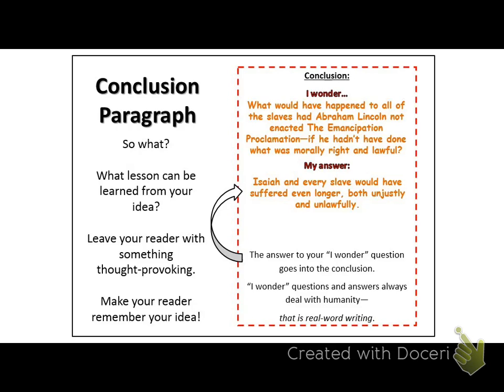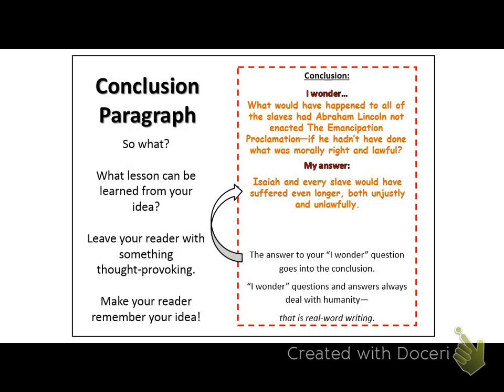So what you do in the so what method is you ask yourself, I wonder. So I sat back and I thought to myself, I wonder what would have happened to all of the slaves had Abraham Lincoln not enacted the Emancipation Proclamation, if he hadn't done what was morally right and lawful. Would we still be living in a society like that? My answer is Isaiah and every slave would have suffered even longer, both unjustly because it wasn't moral, and unlawfully, because it was against the law. It broke the Declaration of Independence.